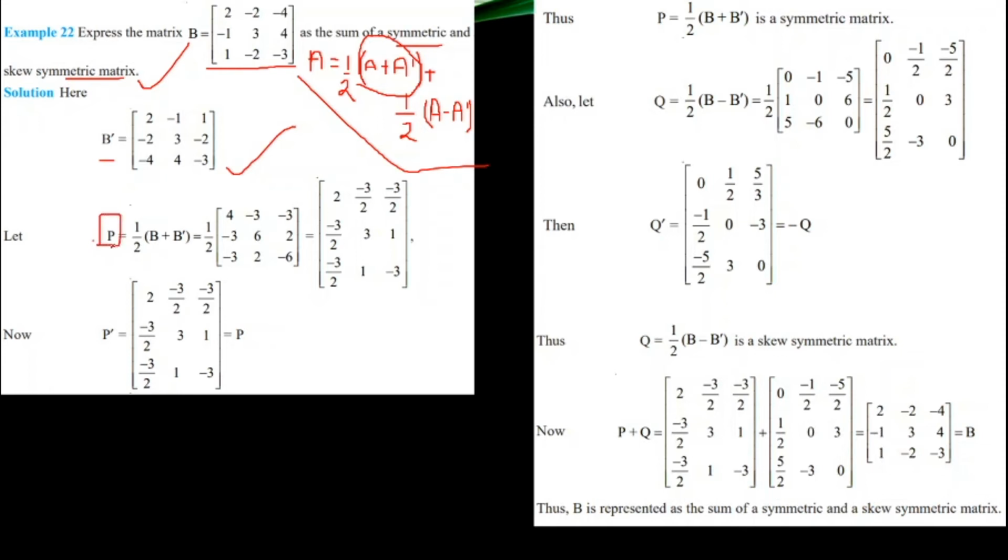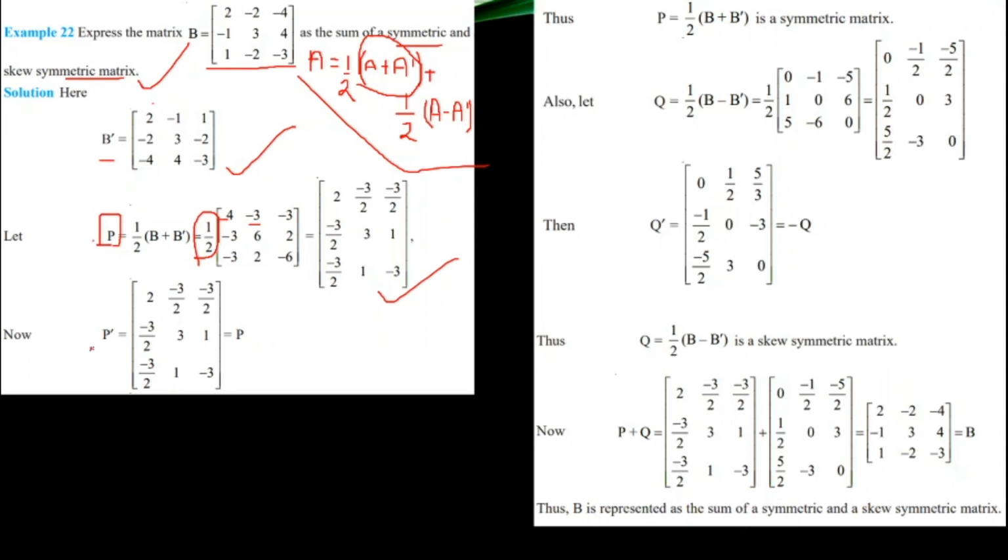P equal to half of B plus B dash. After adding B and B dash we get 2 plus 2 is 4, minus 1, minus 2, minus 3. Half is multiplied to each of the elements in the matrix. This half is a scalar value which you multiply inside the matrix to all the elements. So when you solve it, 4 by 2, 2, minus 3 by 2.